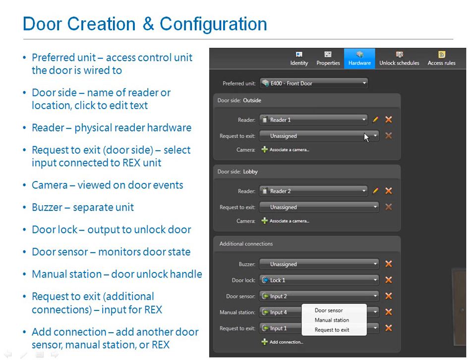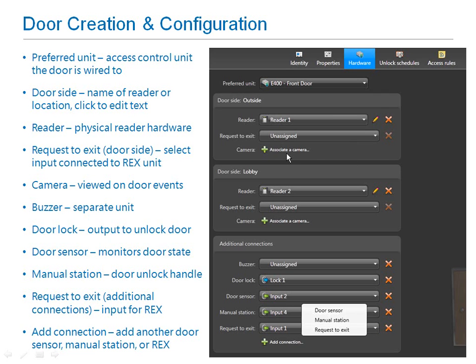Now, the request for exit field here can either be specified for the particular door side, or it can be assigned in general later on down here. Now, they both do the same thing, but you can assign it for a door side here for the sake of clarity. This is the input connected to the egress system, which can be a push button, a crash bar, or an infrared motion detector, just to name a few examples.